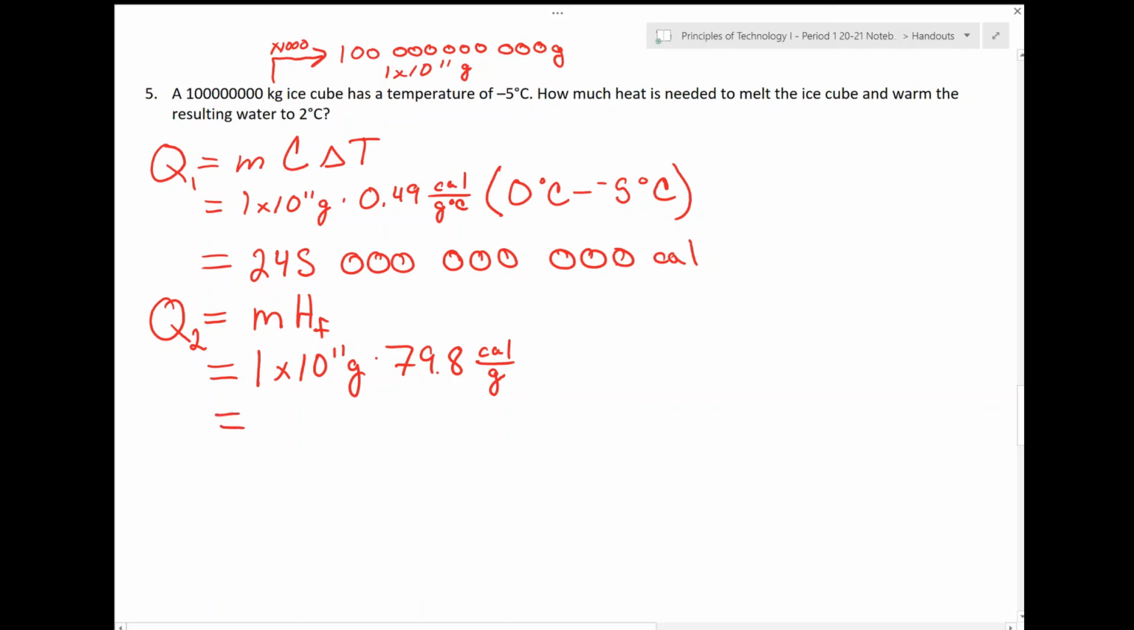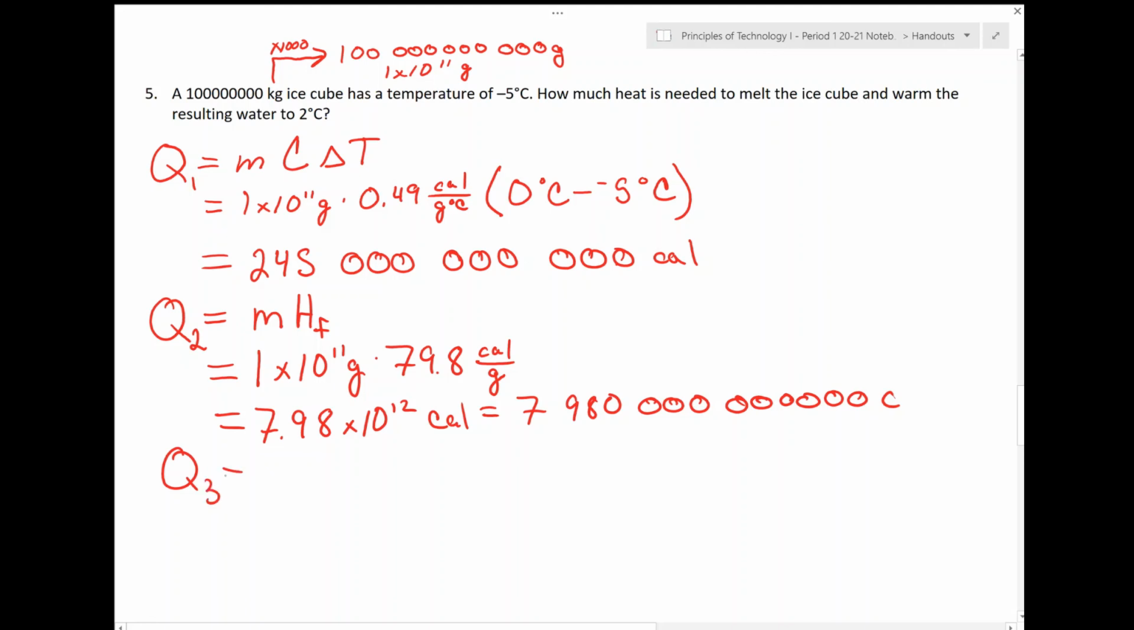Multiplying those together, you will get 7.98 times 10 to the 12th calories. If you want that written out as a number not in scientific notation, it's 7,980,000,000,000 calories.